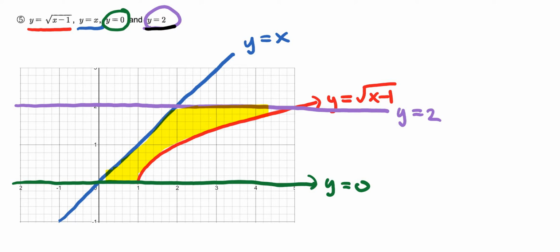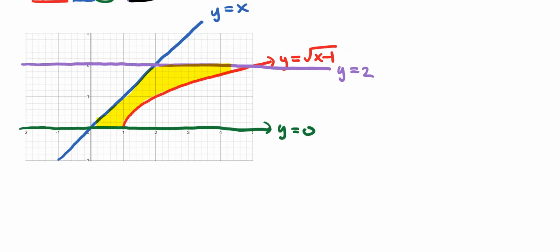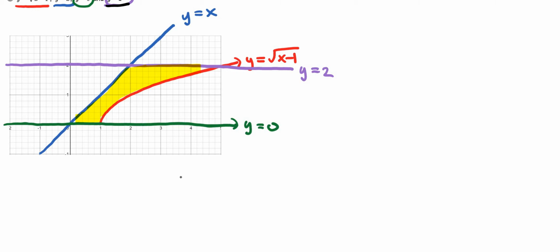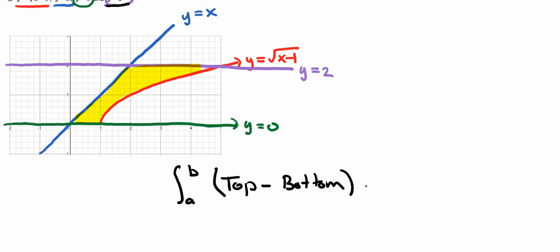Now, when you're given 2 horizontal lines and the area is trapped between those 2 lines, that's a very good indicator that you should integrate along the y-axis and not the x-axis. When we're setting up our integral, just like the previous problems, you can start off by saying the integral from a to b of the top minus the bottom, integrated along perhaps dx. But since we're going to integrate along the y-axis, I'm going to change the dx to dy.